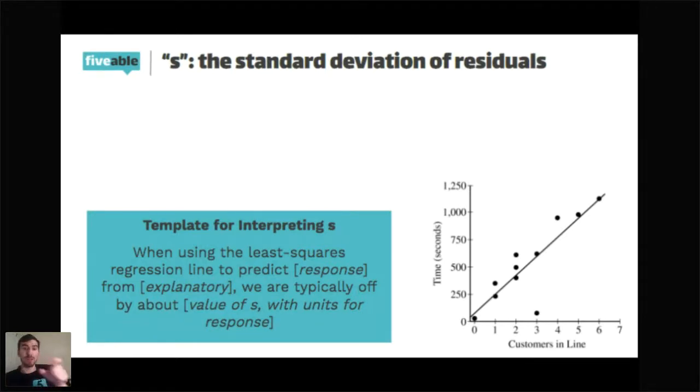If I'm going to literally plug and chug into this template, I would say we're using the least squares regression line to predict calories from number of minutes walked. We are typically off by about 2.347 calories.